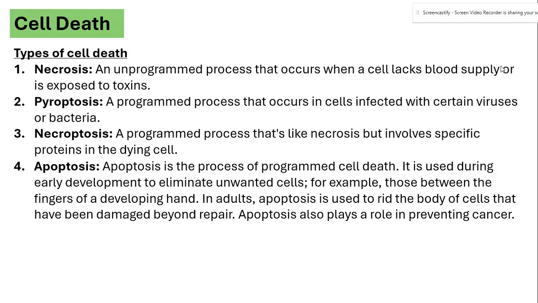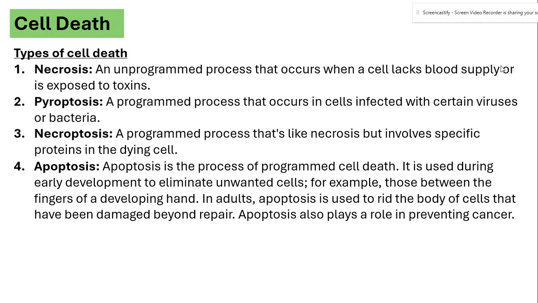Necroptosis is a little specific to a certain protein. Pyroptosis is a program infected with viruses or bacteria. Necrosis is unprogrammed. Apoptosis is the process of programmed cell death. It is used during early development to eliminate unwanted cells, for example, those between the fingers of a developing hand. In adults, apoptosis is used to rid the body of cells that have been damaged beyond repair.